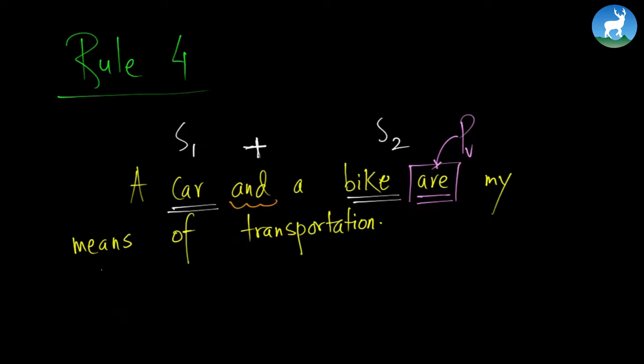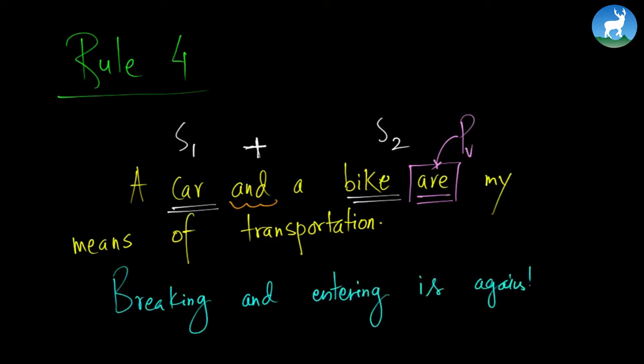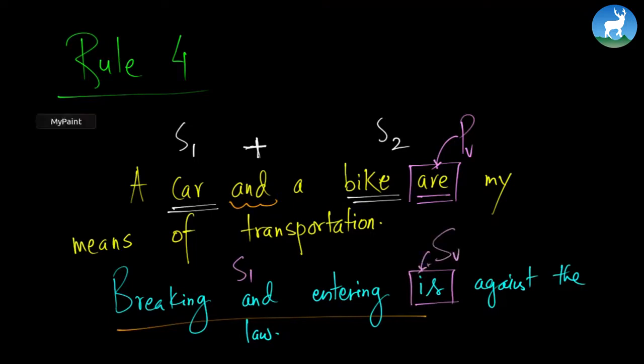So let me write the exception. "Breaking and entering is against the law." Now, did you see the difference? "Breaking and entering" is acting as a singular subject, only S1. We should use a singular verb. So "breaking and entering" is considered a compound noun. What are they considered as? Compound nouns. That's why compound nouns take singular verbs.